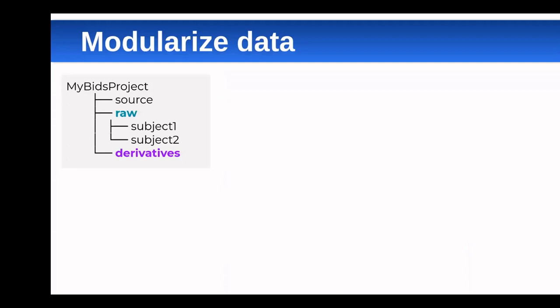In the case of BIDS, what it means to modularize your data is that you're going to have your source, your raw, and your derivative data. BIDS is mostly concerned with raw data, and it says a few things about derivatives, but very little at the moment. And it says pretty much nothing about source data. So you can organize your source data however you want, but when it comes to your raw and your derivative data, BIDS has a few things to say.